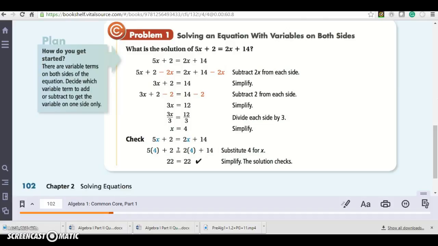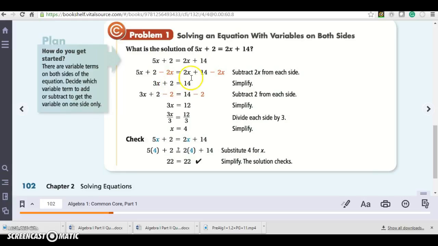Okay, let's take a look at problem 1, solving an equation with variables on both sides. It says, what is the solution of 5x plus 2 equals 2x plus 14? Well, when we're solving equations like this, the whole point is to get variables on one side and constant terms on the other. So the first thing I'll do is subtract 2x from both sides so that I can move this 2x over here. And when I do that, I get 3x plus 2 equals 14.